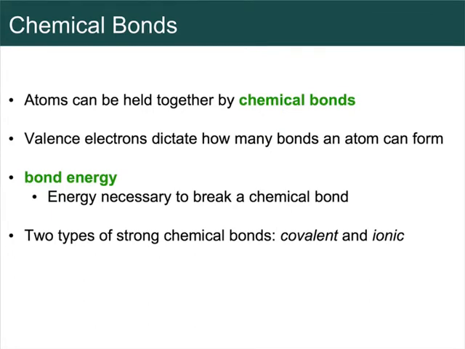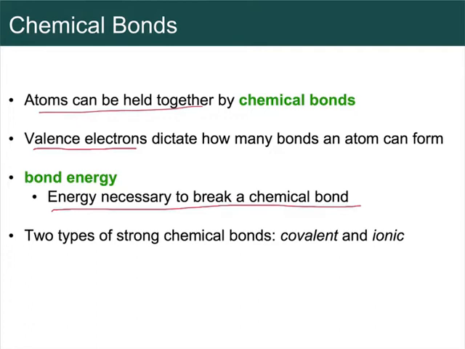The reason bonds are so important is because they're what hold the atoms together and actually form molecules. We talked about in the last set of notes that valence electrons, the ones in the outermost energy level, are the ones that actually form the bonds because they're the ones reacting with everything else. Bond energy is the energy required to break a chemical bond. So if it's a really strong bond, it takes a lot of energy to break it. If it's a really weak bond, it won't take very much energy to break it.